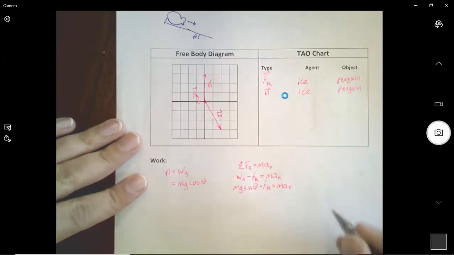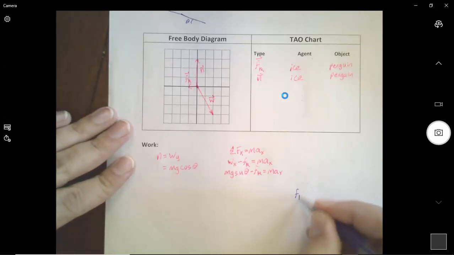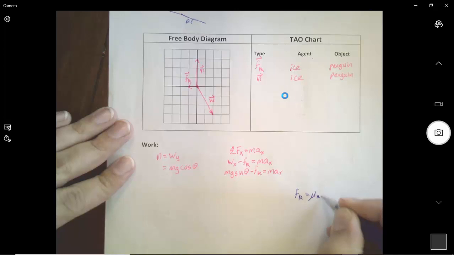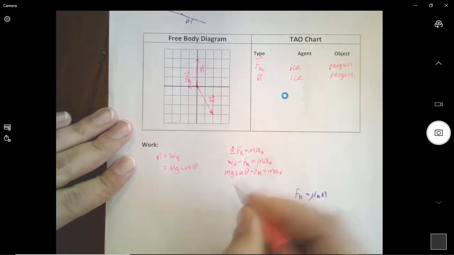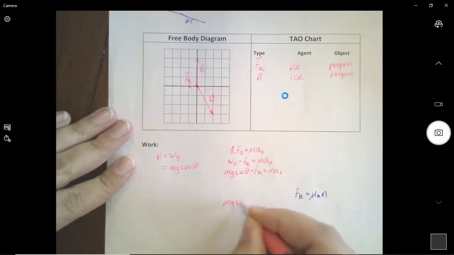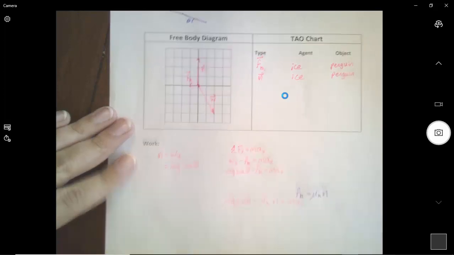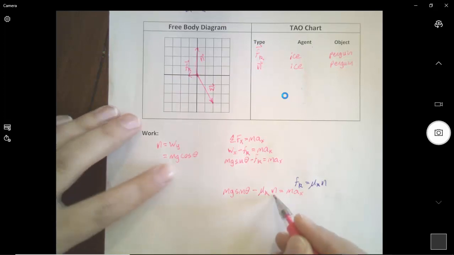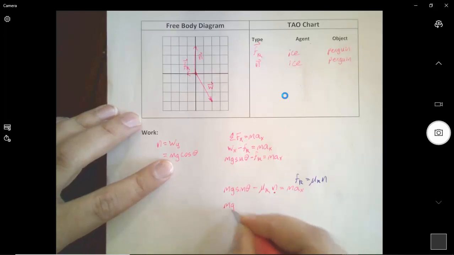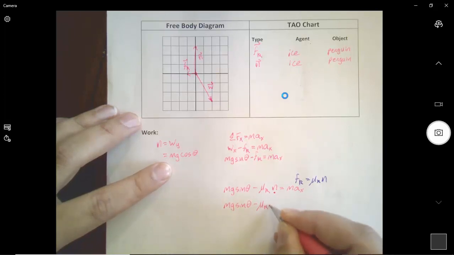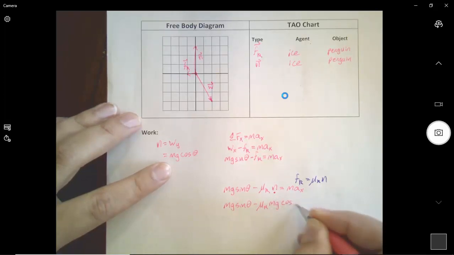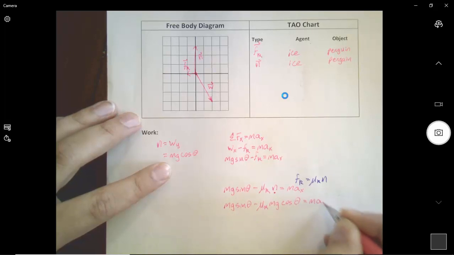And there's an equation for fk. Fk is equal to mu k times n. So we'll plug that in to our equation. So mg sine theta minus mu k n is equal to max. Probably see where we're going with this. N, we can substitute in for what we have over here. So we have mg sine theta minus mu k times mg cosine theta is equal to max.